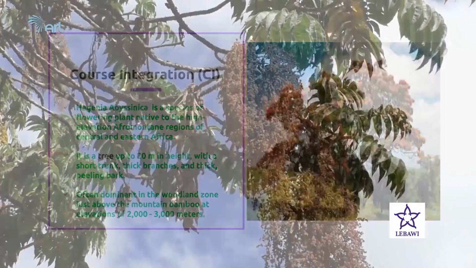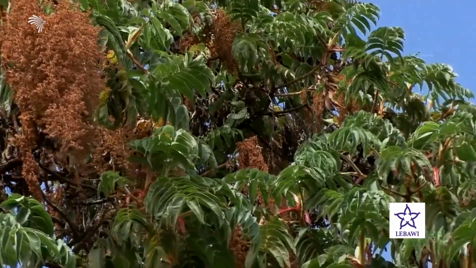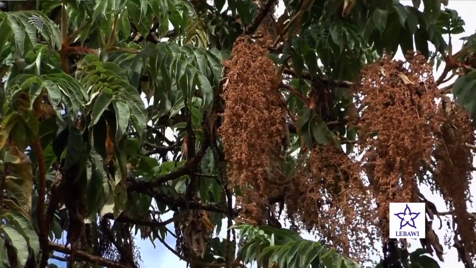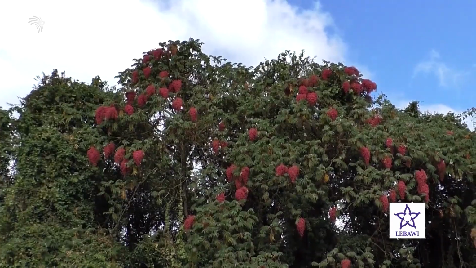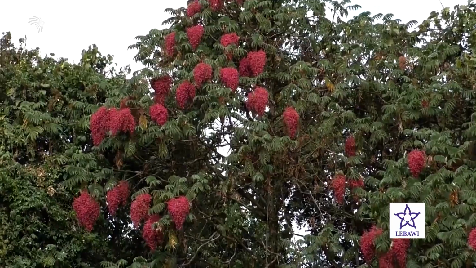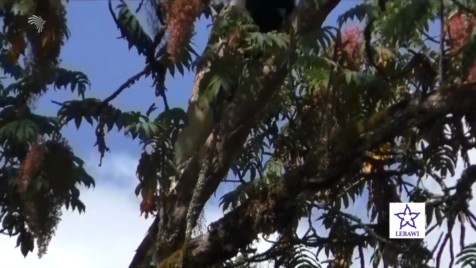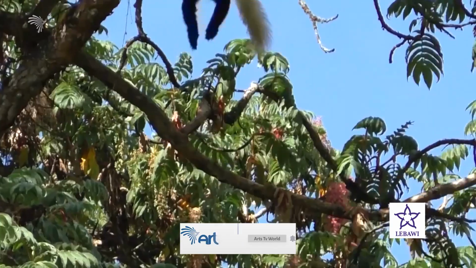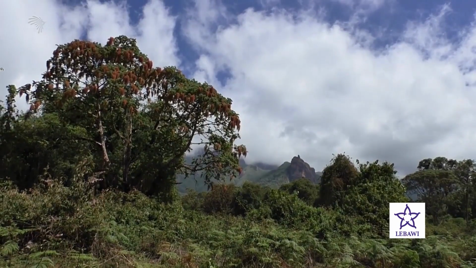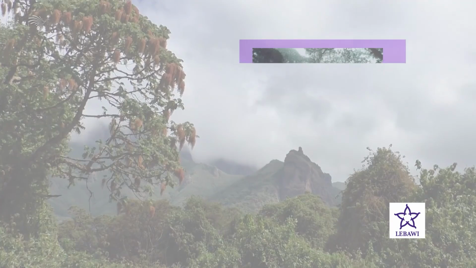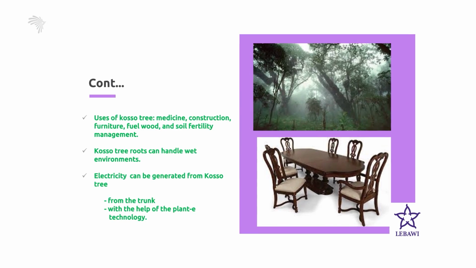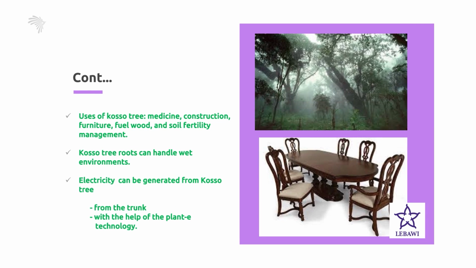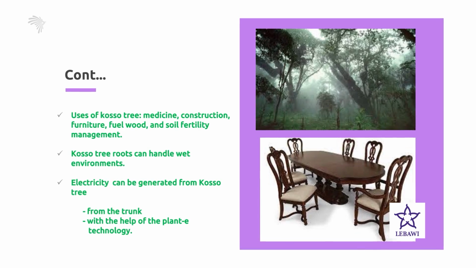Let's see how the concepts that we have discussed so far could be integrated to the koso tree. Hagenia abyssinica or koso is a species of flowering plant native to the high elevation Afro-montane regions of Central and Eastern Africa. It's a tree up to 20 meters in height with short trunk, thick branches, and thick peeling bark. It's often dominant in the woodland zone just above the mountain bamboo at elevation of 2,000 to 3,000 meters. Although koso is very well known for its medicinal uses, it has also various other purposes such as construction, furniture, fuel wood, and soil fertility management.